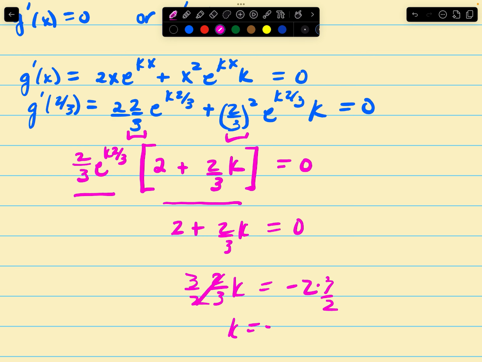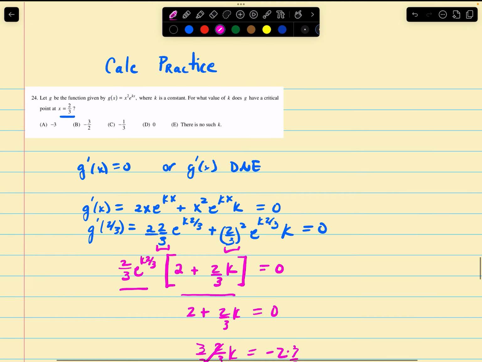And we get k is equal to -3. Our answer is A.